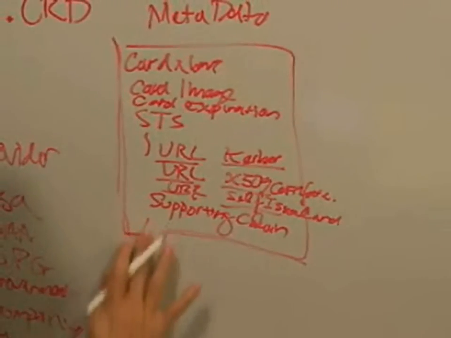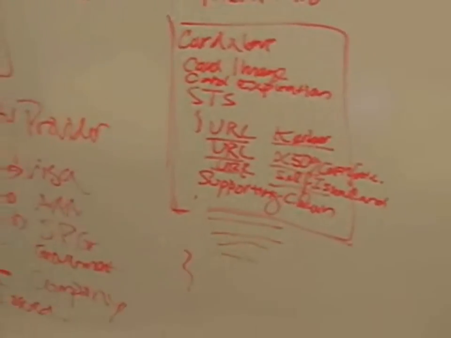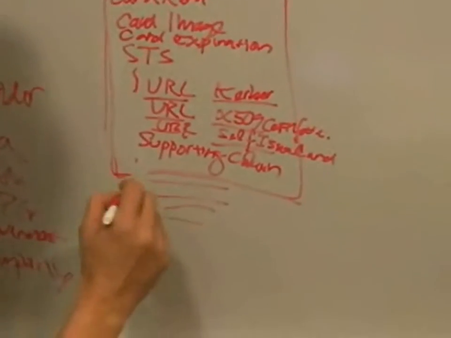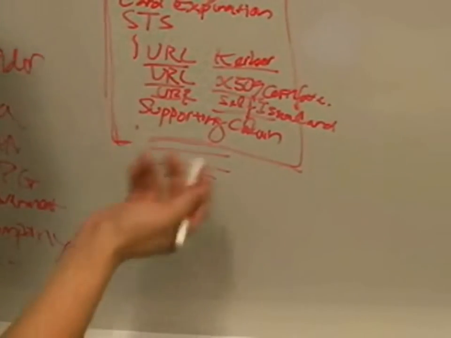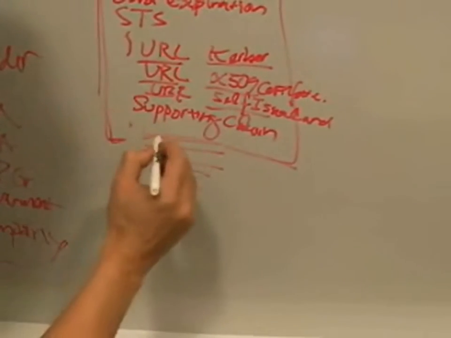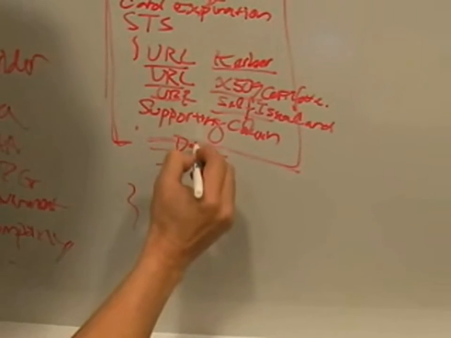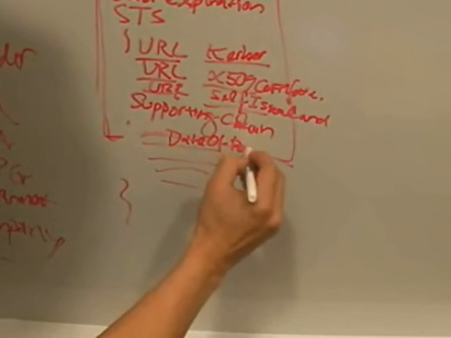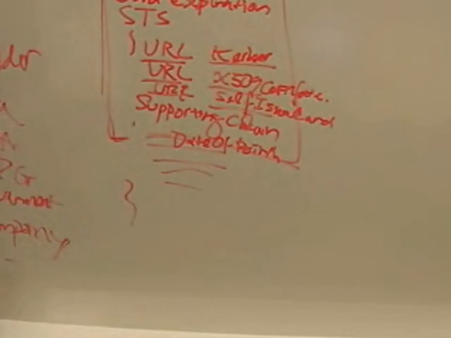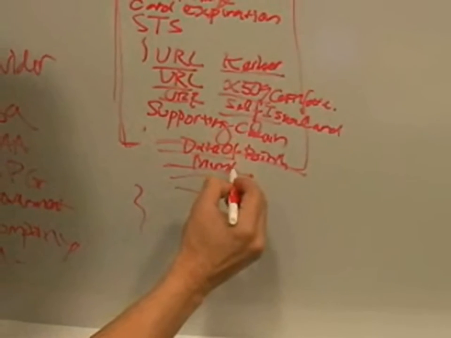So supporting claims are basically a list of claims that this identity provider can provide you. For example, in the case of government, my supporting claim may be the date of birth. If it's AAA, for example, maybe the supporting claim will be membership level or something like that.